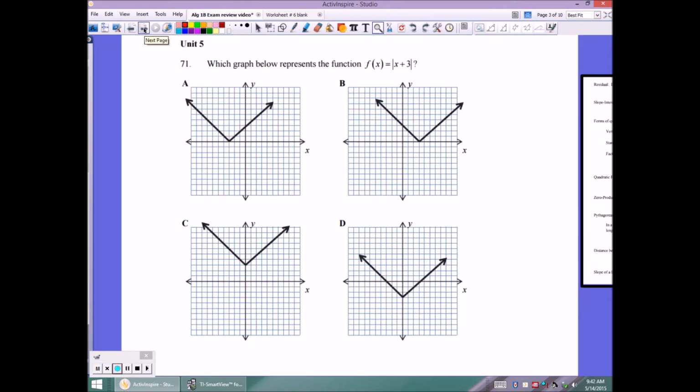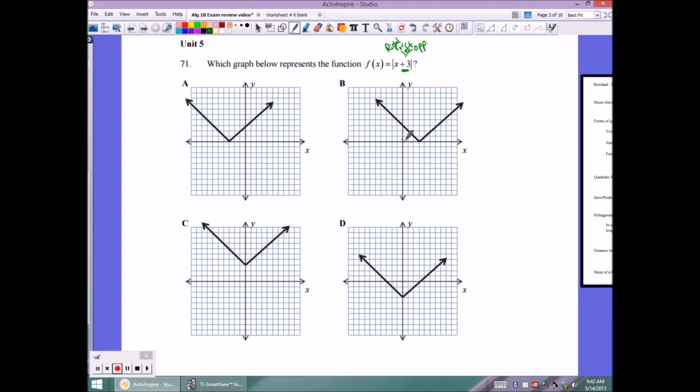All right, next one. Which graph below represents the function f of x equals absolute value of the quantity x plus 3? When we were doing quadratics, we did a lot of shifting right and left and up and down, and the same patterns apply to all different types of functions. Because this is on the inside, we're going to do the opposite. This is our right and left movement. It's either right or left, but we want to do the opposite.